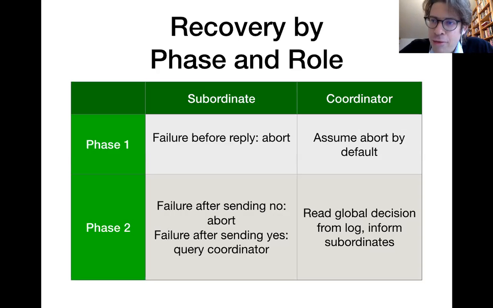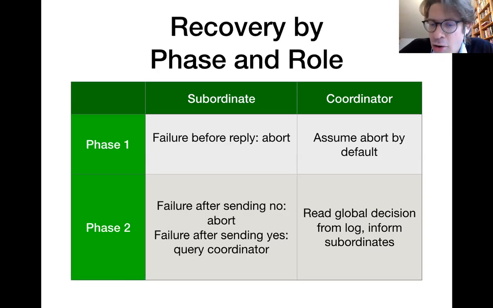For the second phase, if one of the subordinates fails after sending out the reply in the first phase, if that subordinate has sent back a no decision, then it knows that the transaction was globally aborted because we can only proceed with the transaction if all of the subordinates agree. If the subordinate failed after sending a positive reply back to the coordinator, it is possible that the coordinator has decided to proceed with the transaction. So in that case, the subordinate would have to query the coordinator in order to find out whether the transaction should proceed or not.